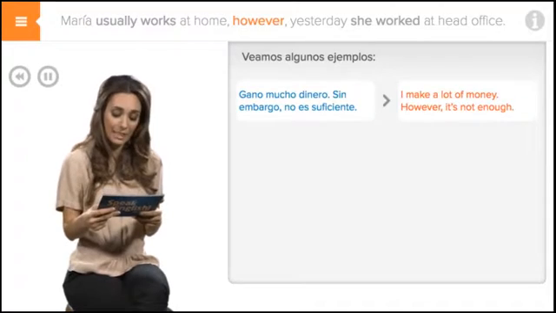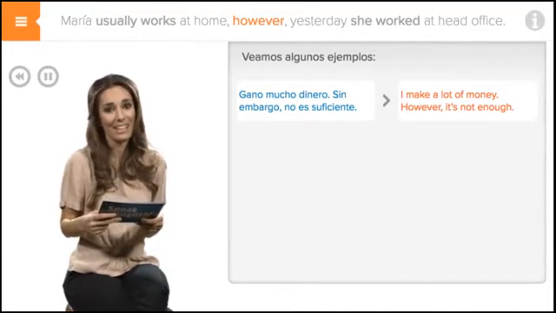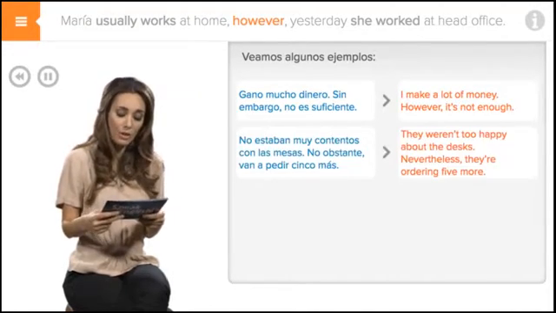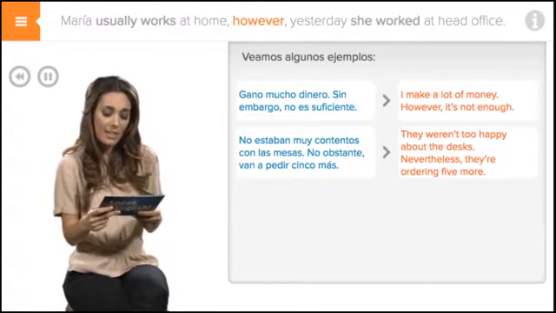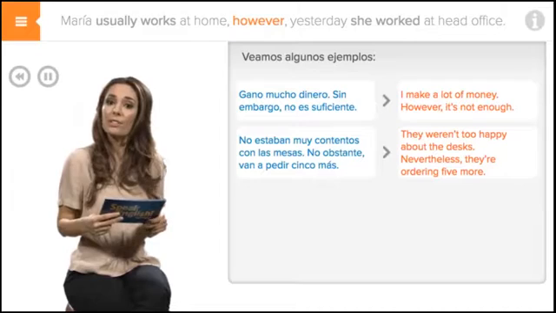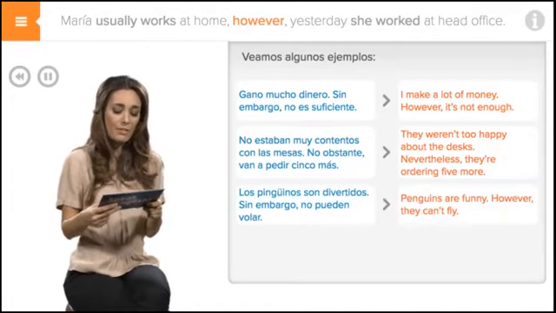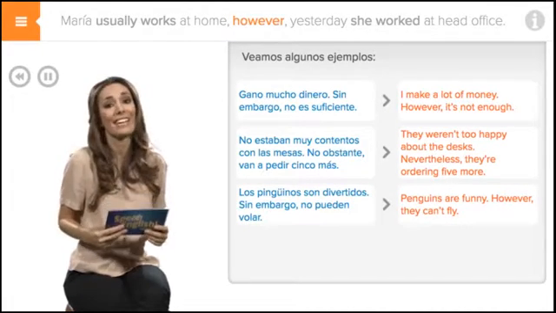I make a lot of money, however, it's not enough. They weren't too happy about the desks. Nevertheless, they're ordering 5 more. Penguins are funny. However, they can't fly.